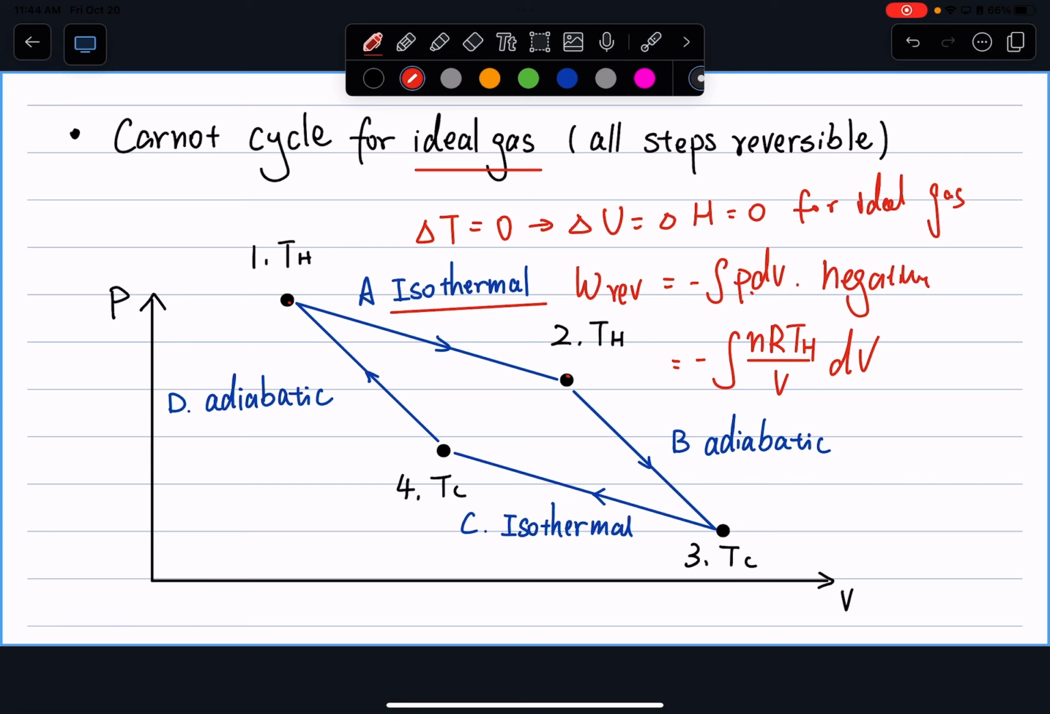And using the first law of thermodynamics, we have delta U equals Q plus W. So for the first step, although it is an isothermal process, because you have a work reversible that is negative, your heat must be a positive number.